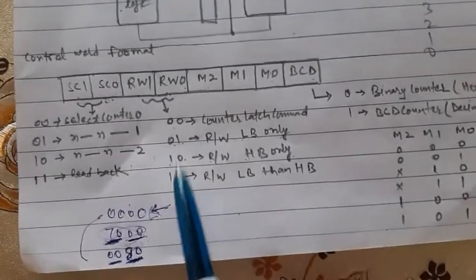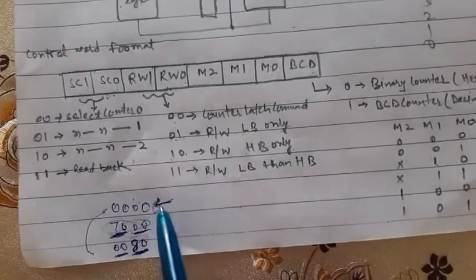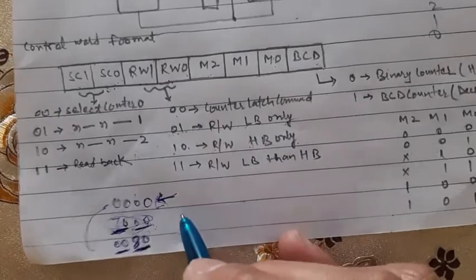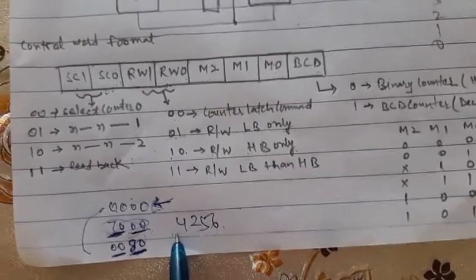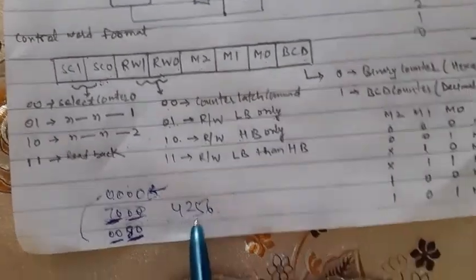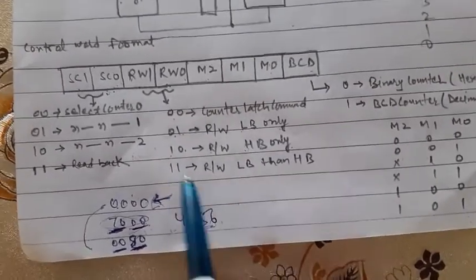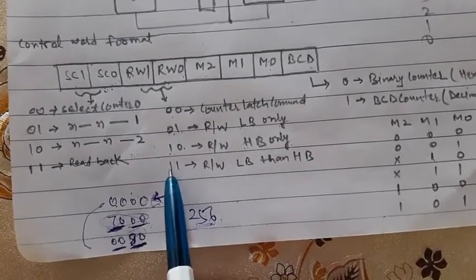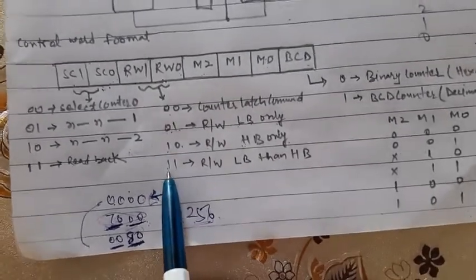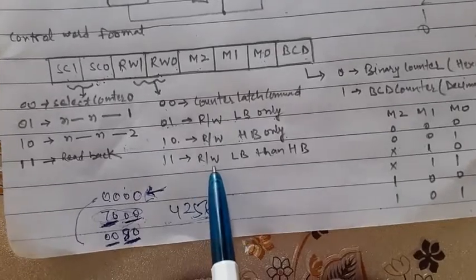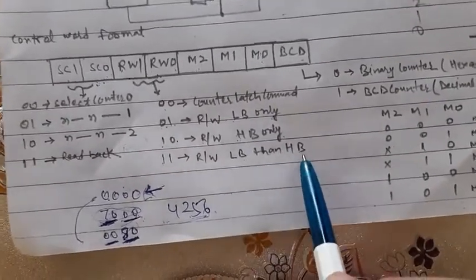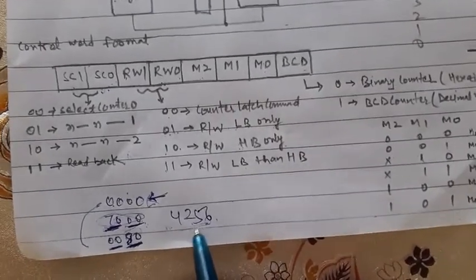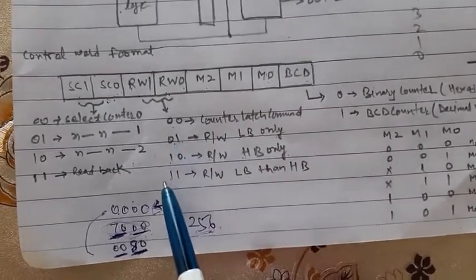And suppose we have reached the terminal count and our new count is a random number, suppose 4256. So both the bytes are different in the new count, so we have to give this new count in 2 cycles. So we need to inform this 8254 by keeping these bits 11, that we are reading or writing, first giving the lower byte and then the higher byte. So in this we can keep these bits accordingly.